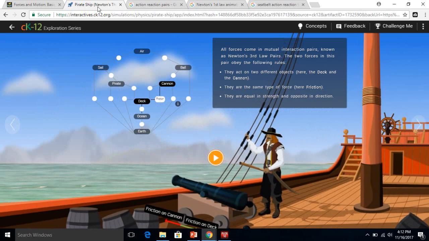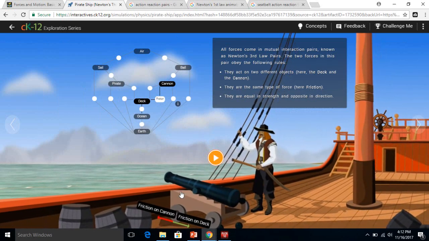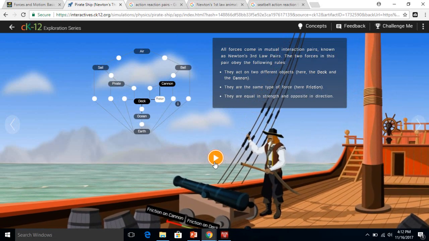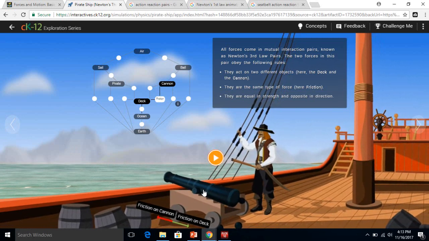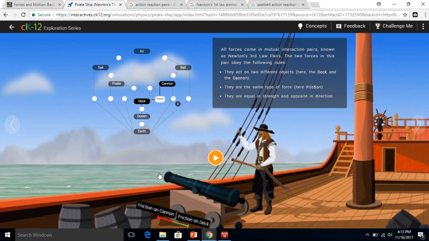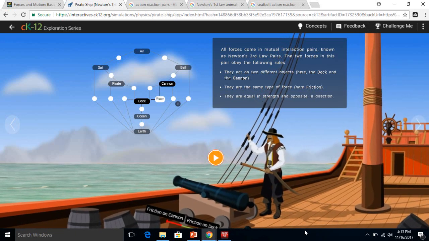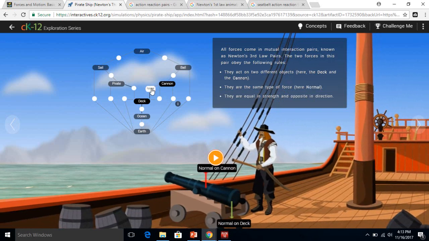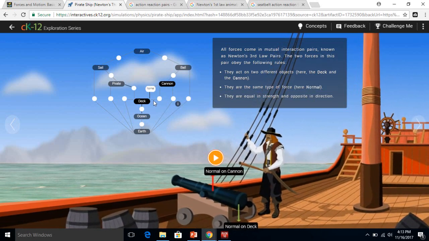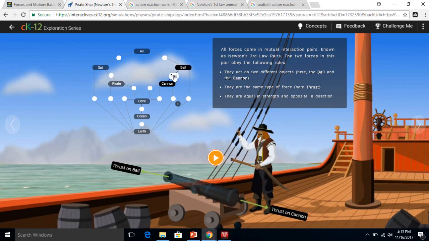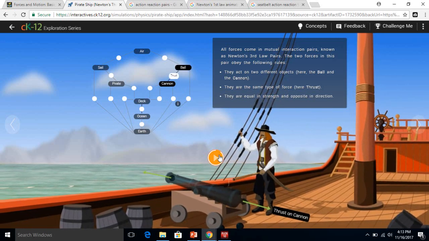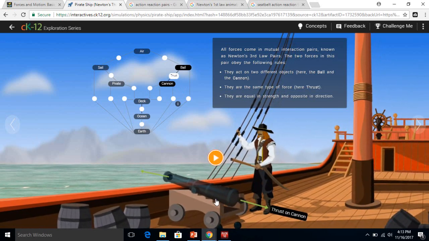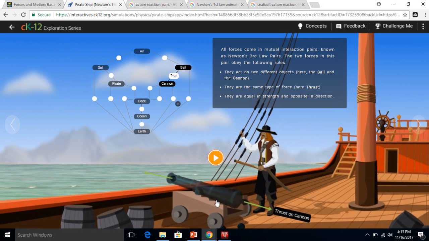So, let's look at this. I have a cannon with a cannonball. When the cannon pushes on the ball, the ball also pushes back on the cannon, so that's why the cannon would roll back after it fires, which they don't show it rolling back, but it's right here. So the cannon pushes on the ball, and the ball pushes back on the cannon with the same amount of force in the opposite direction. It's law 3.